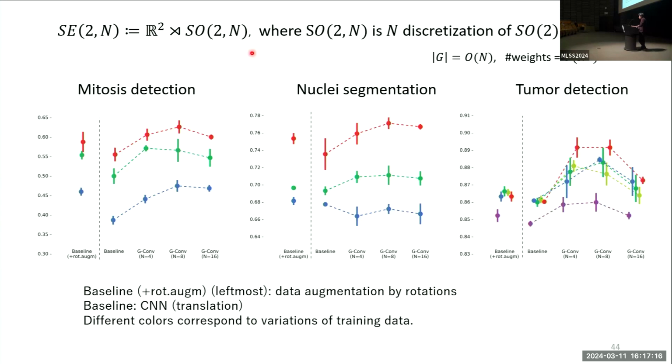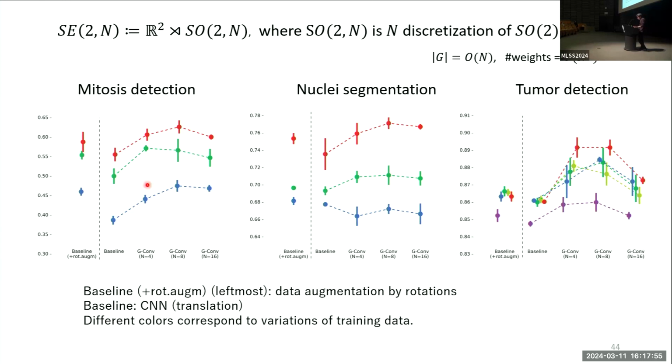In this case, they consider a couple of candidates of rotation discretization, and they test, sorry, it's very difficult to see, 4 discretization, 8 and 16. And the baseline to compare is, well, there are 2 baselines. One is data augmentation by applying the rotation and the shift. Sorry, in this case, rotation. The other one is the standard convolutional neural network for only shift.